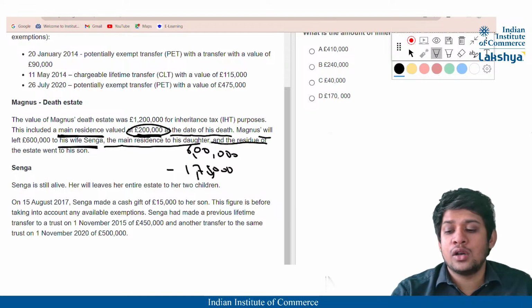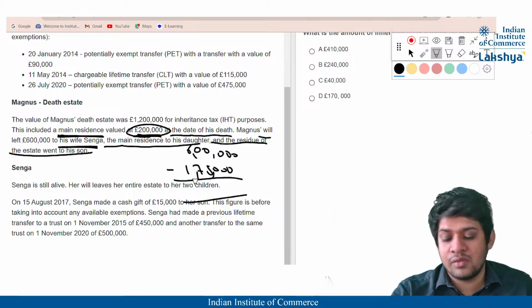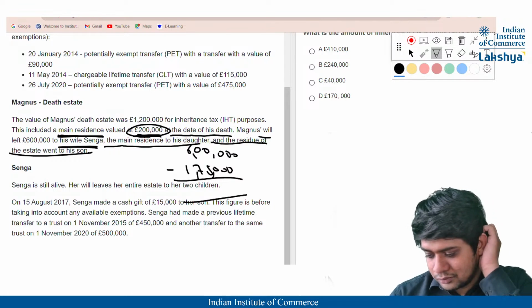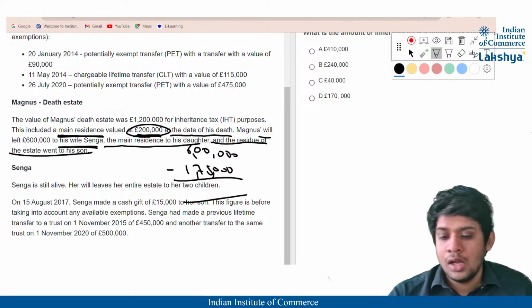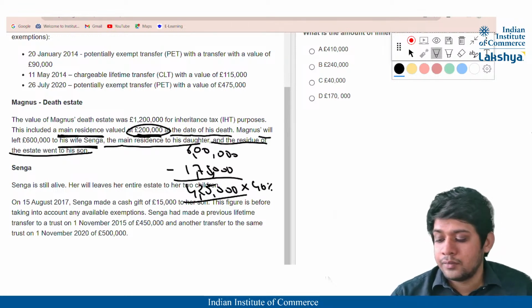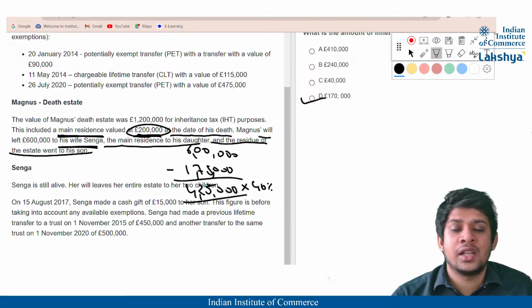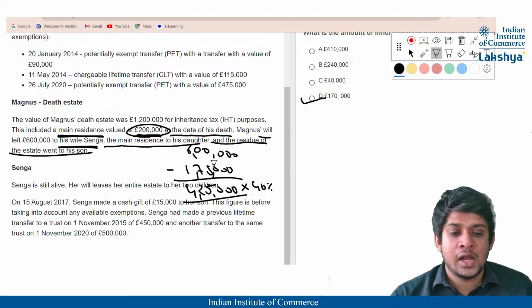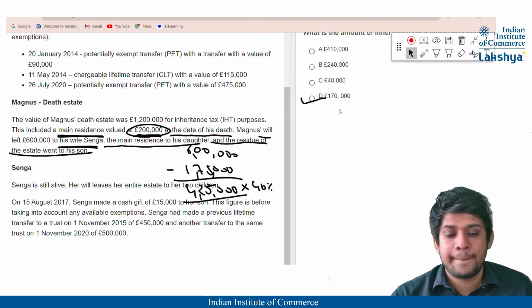And the residue of the estate to his son will be taxable. So the remainder is 6 lakh minus 1,75,000, which is 4,25,000. This will be multiplied by 40% because this is the transfer at the death estate. 4,25,000 into 40% gives us 1,70,000 pounds. Okay, guys, I hope this is clear to you all, start to end.